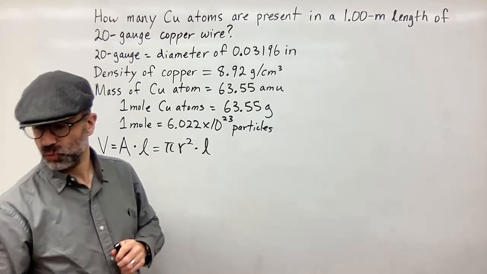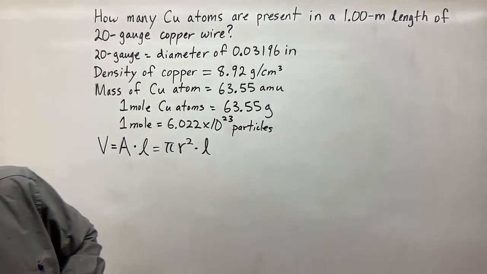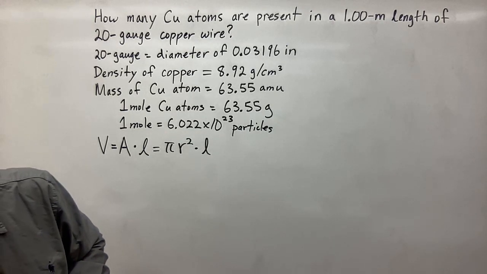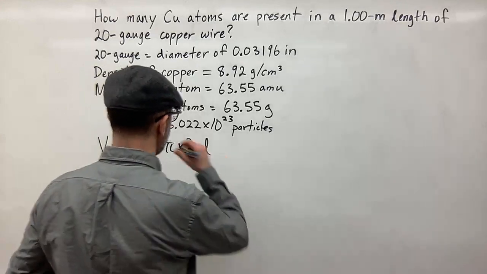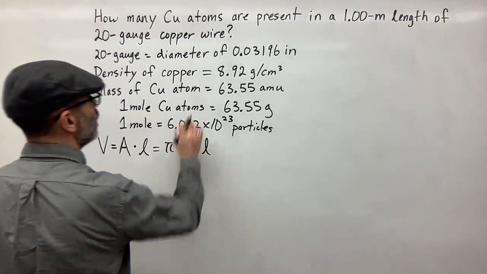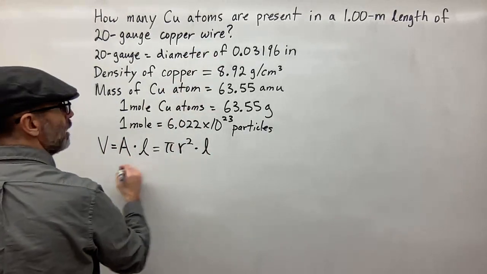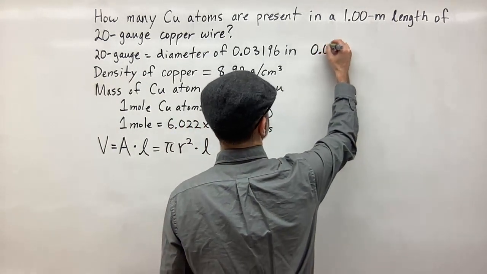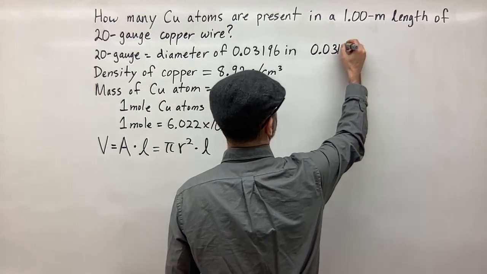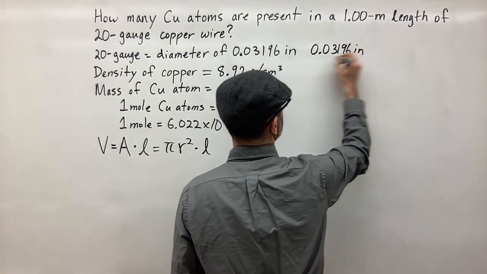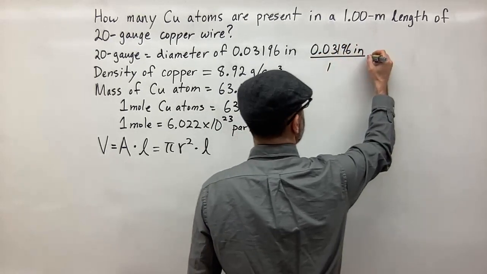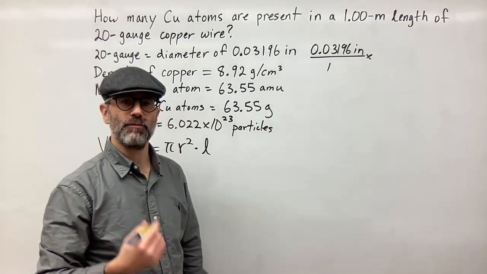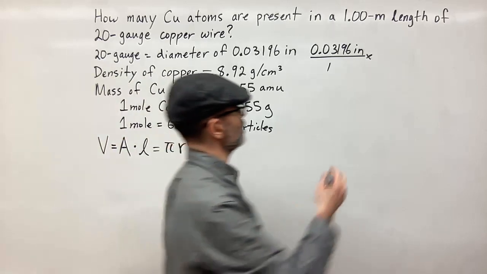Okay, so what am I going to do first? I'm going to convert to centimeters. So I'm going to first take the diameter, I'll do that over here. I'm going to take 0.03196 inches, and I'm going to use the conversion factor of 1 inch is equal to 2.54 centimeters to convert to centimeters.